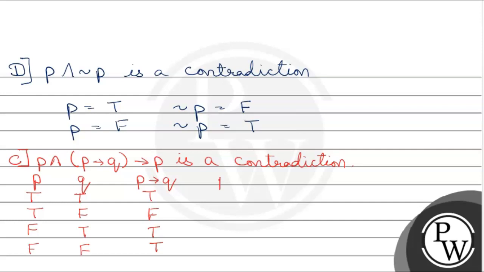Now P and P implies Q will be true, false, false, and false. And then P and P implies Q implies P will be true, true, true, and true. So this statement is not a contradiction. Rather, it is a tautology.